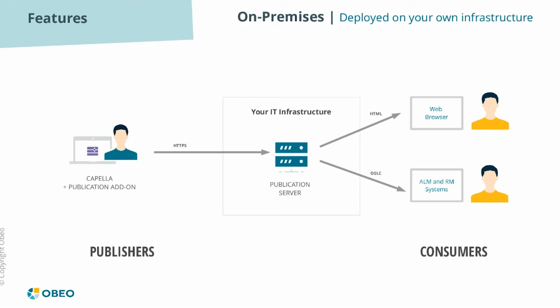Basically, you have an add-on to install in each Capella instance that you use, or SMW instance for that matter. You have a server to deploy in your IT infrastructure to host the publication backend, the server where all the information gets published. And then this server can be accessed over HTML and a web browser by any stakeholder to browse the content of the models. And this server exchanges information for the traceability with third-party repositories, so ALM and requirement management systems.